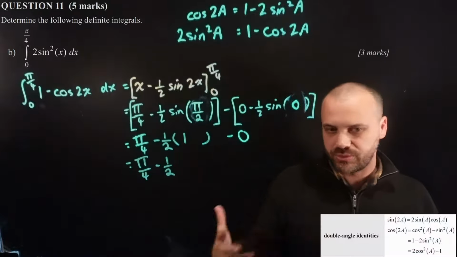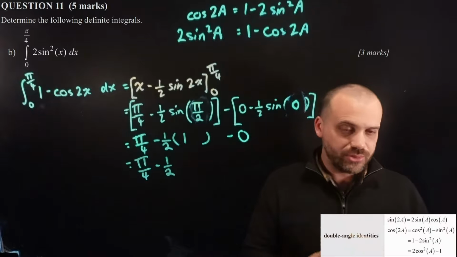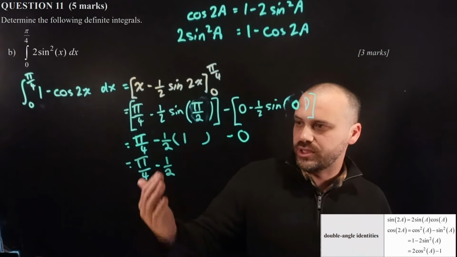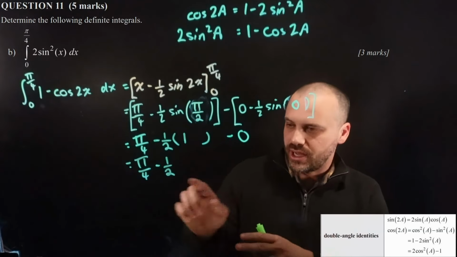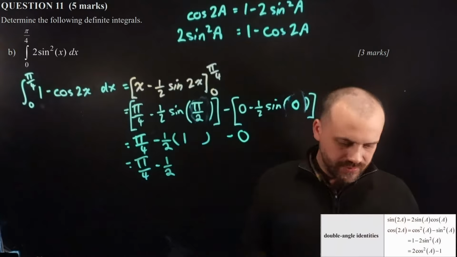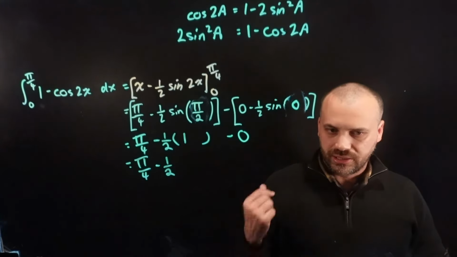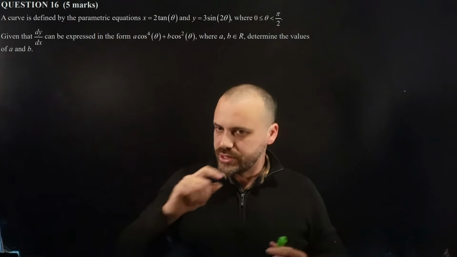You'll see this happen in both methods and specialist. Your tech-free answer often isn't just a single number or a single fraction. It's a number that includes pi and then some other rational number of some sort. So answer, pi on 4 minus 1/2. Celebrate. Last question. So a fun little question here.